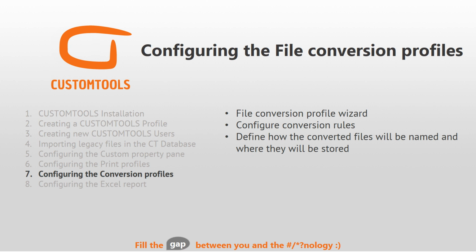As for the print profiles, we can also use the same wizard to create file conversion rules. The wizard can be used to create basic conversion profile rules where we can define where the converted files will be stored and how the converted document will be named. As for the property pane, you can then visit the QCentrals options to add more functionalities to your print or file conversion profile.